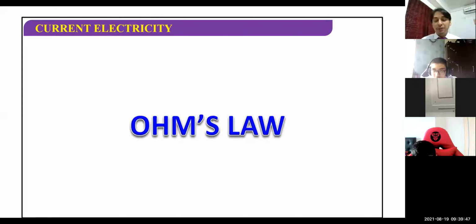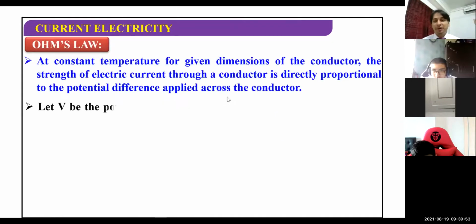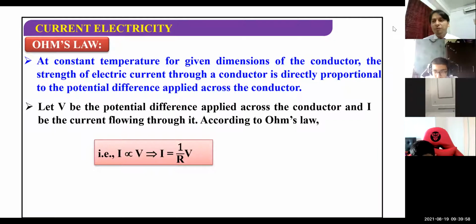What role does it play in electricity? The first thing here, we start from the definition to understand the meaning of Ohm's law. You know that Ohm is the name of the scientist who has given a law. And what is that law? Children, please go through this statement. At constant temperature, for a given dimension of the conductor, the strength of electric current through a conductor is directly proportional to PD, the potential difference applied across the conductor.